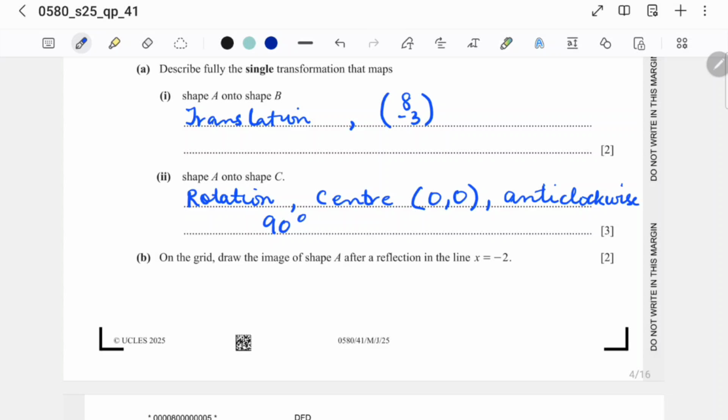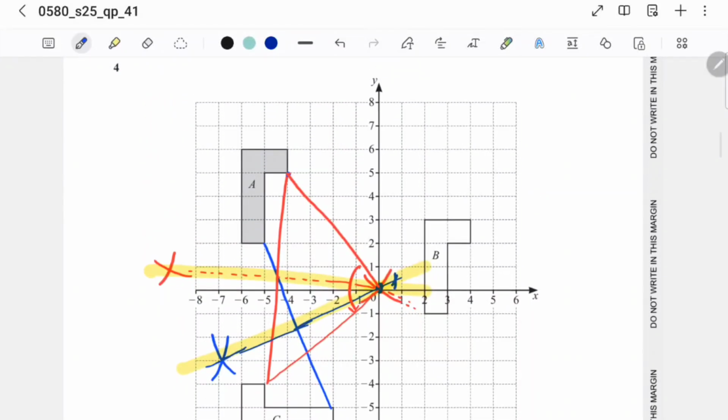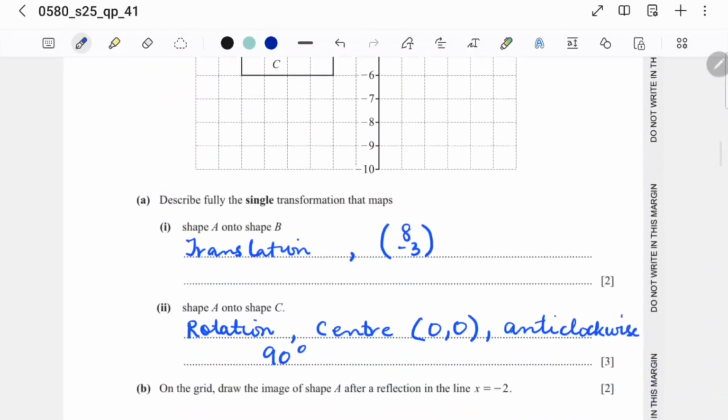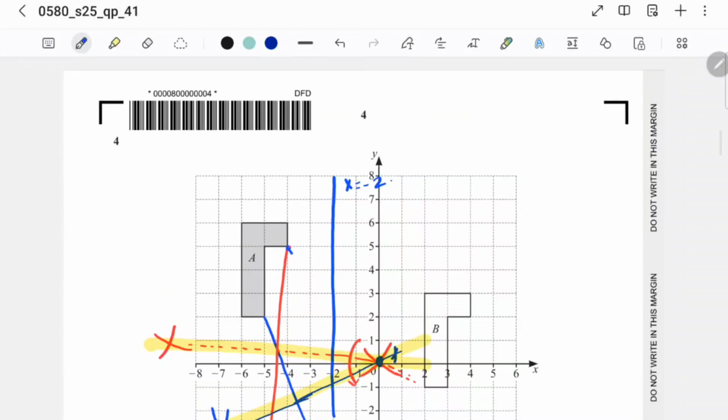Alright, on the grid, draw the image of the shape A after reflection in x equals minus 2. So we are going to draw a vertical straight line, x equals minus 2. Okay, so I'm erasing this one. So this is the line x equals minus 2, and we have to reflect shape A, which is the object.